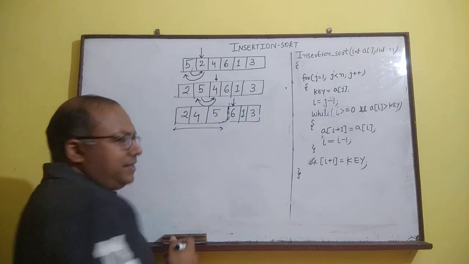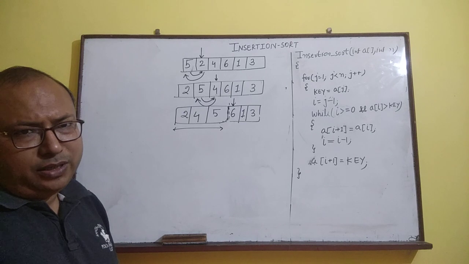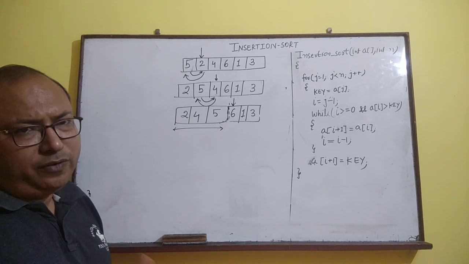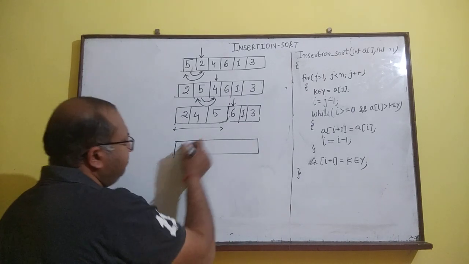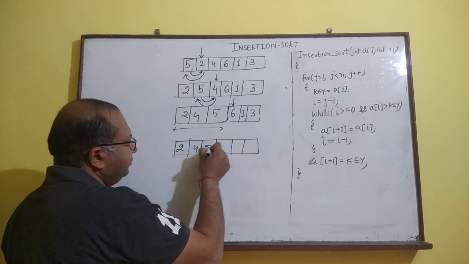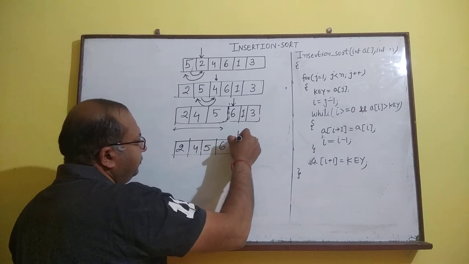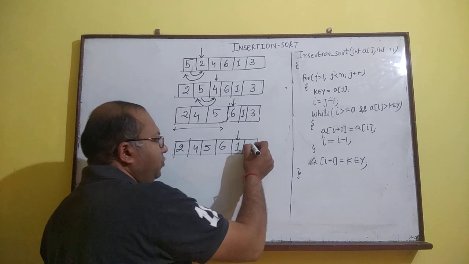So it means in this example, when we have considered the fourth element, it is already greater than the third element, so there is no need for any kind of shifting. In the next step, we are coming to the fifth element, and the value of the fifth element is 1.